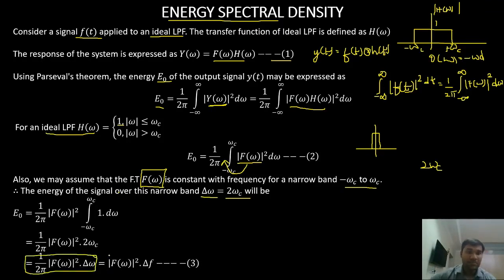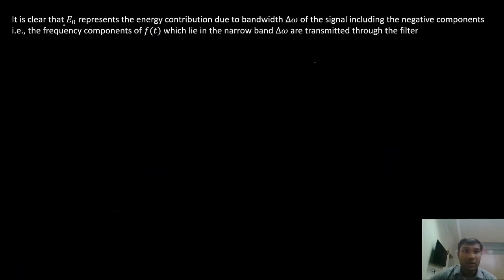Now delta omega, what is omega? Omega is equal to 2 pi f. So I can write it as 2 pi into delta f, right? 1 by 2 pi mod f of omega whole square into 2 pi into delta f. 2 pi gets cancelled and I have mod f of omega whole square into delta f, right? So my energy of the signal is going to be E naught, that's equal to mod f of omega whole square into delta f. Now this E naught, what does it represent?